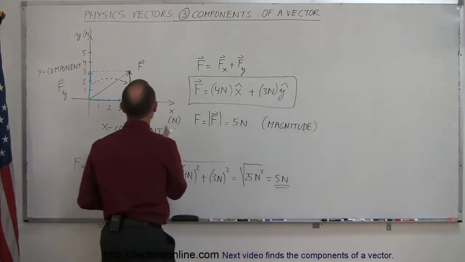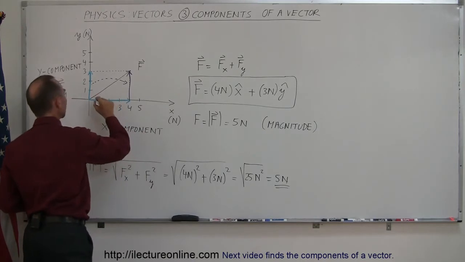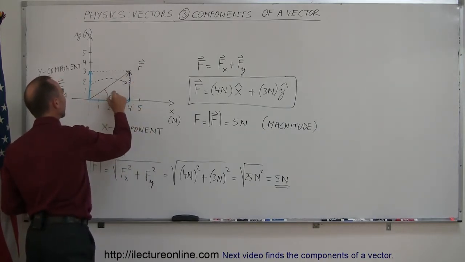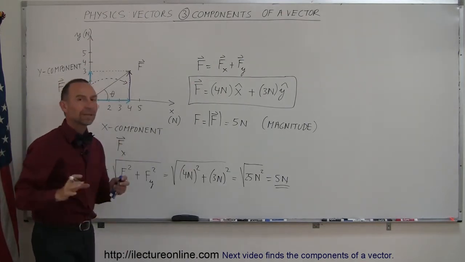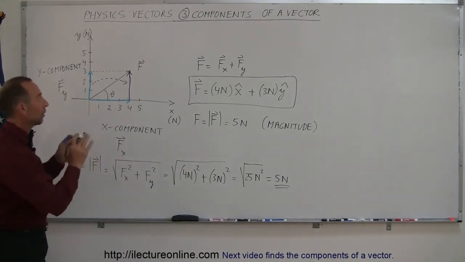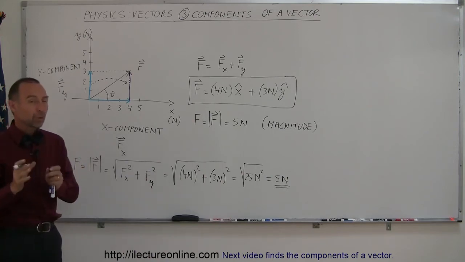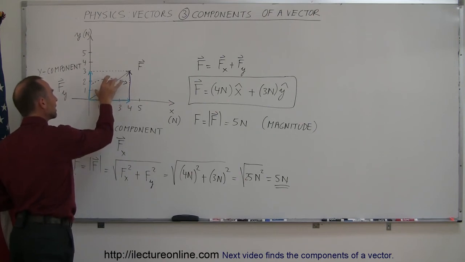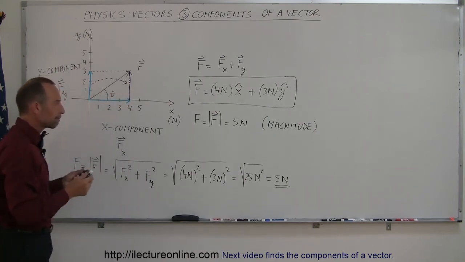And of course, the direction would be at an angle theta away from the origin with respect to the x-axis. At some later time, I will show you how to find that angle. But at least now we have an idea of how to talk about the components of a vector. And notice that if you add the two components together, you get the original vector back.